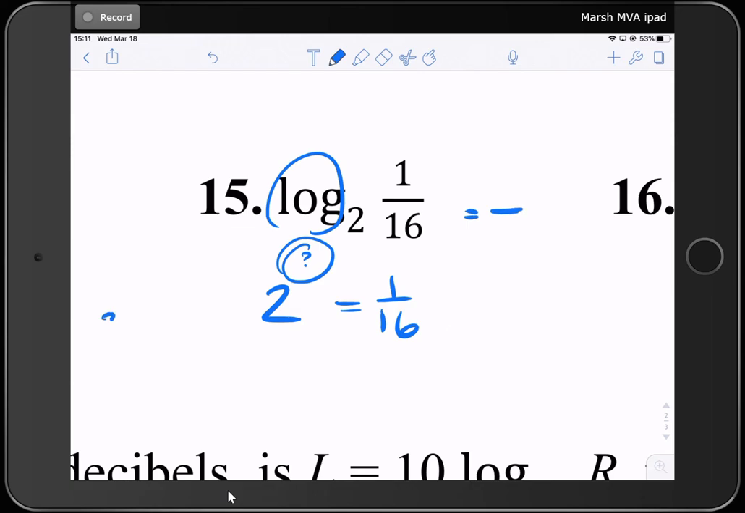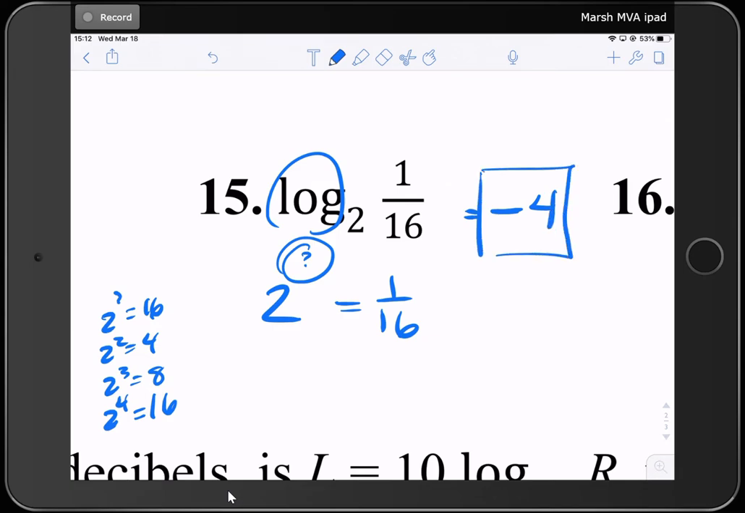And then 2 to the what is equal to 16. So 2 to the something is equal to 16. Well, I know that 2 squared is 4. 2 cubed is 8. And then times 2 again, 2 to the 4th, that's equal to 16. So it would be then negative 4. So the final value of log base 2 of 1/16 is negative 4.